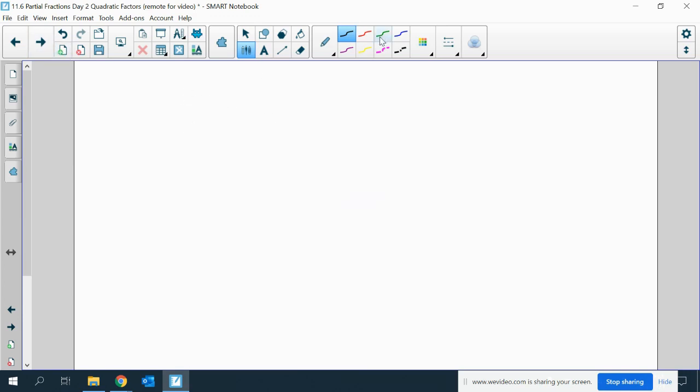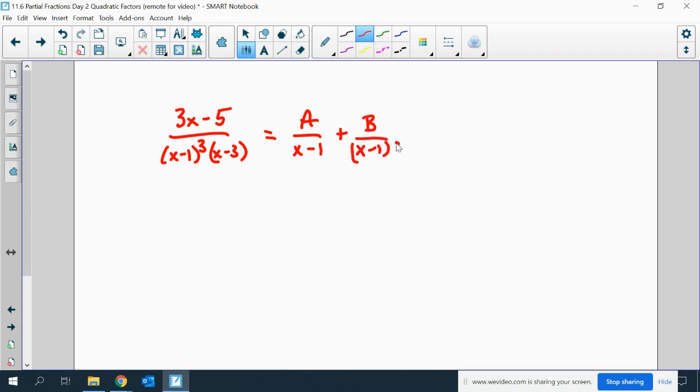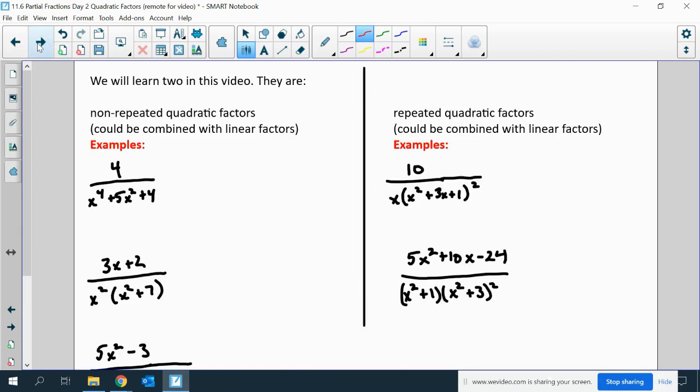Now, if I had something of the form (3x - 5) over (x - 1) cubed times (x - 3), since this one repeats 3 times, I would have A over x - 1 plus B over (x - 1) squared plus C over (x - 1) cubed. I would have to do it as many times as it repeats. And then I would have D over x - 3. After I solve the partial fraction, I would end up having to set everything equal to 3x - 5, and we learned that in the previous video.